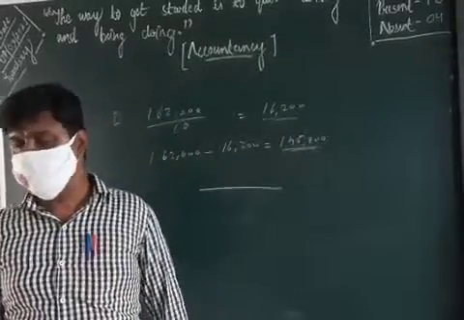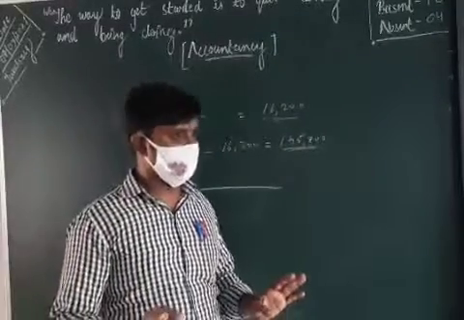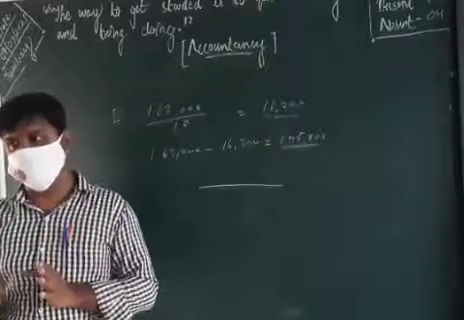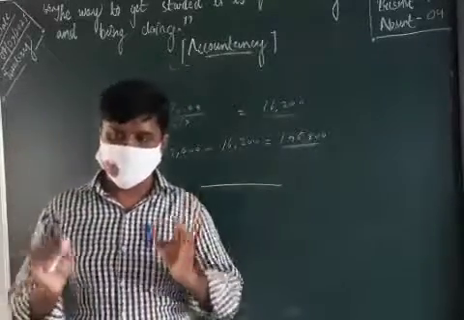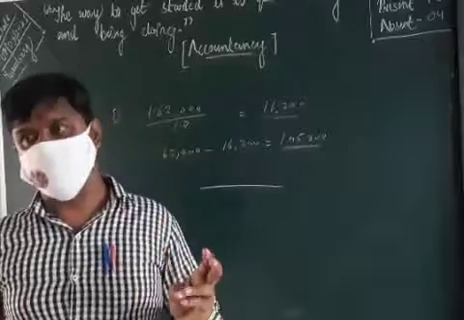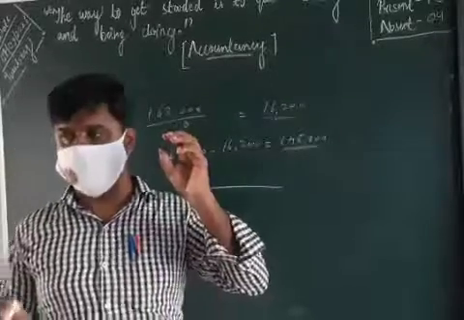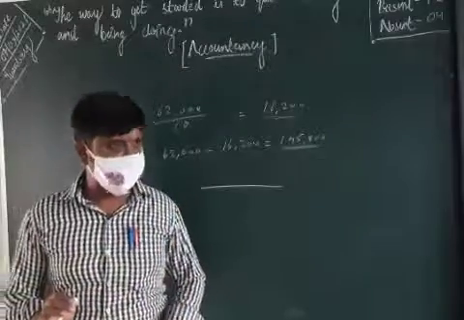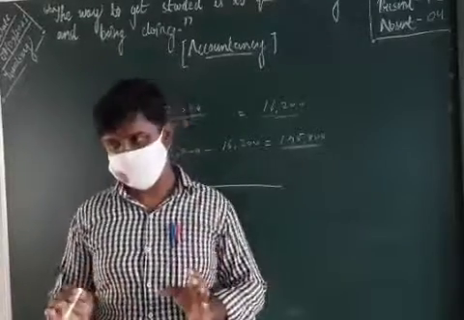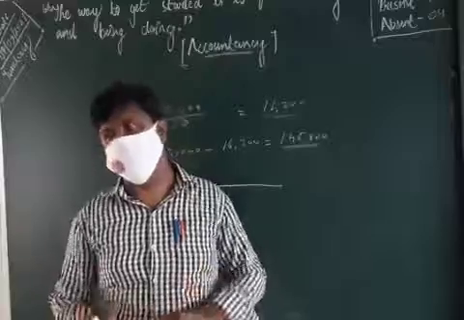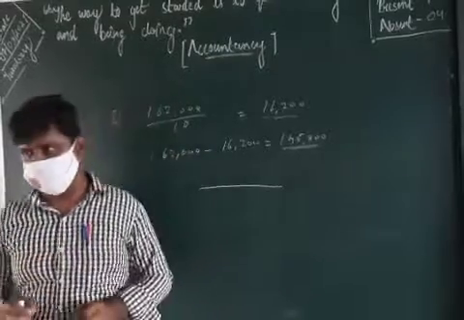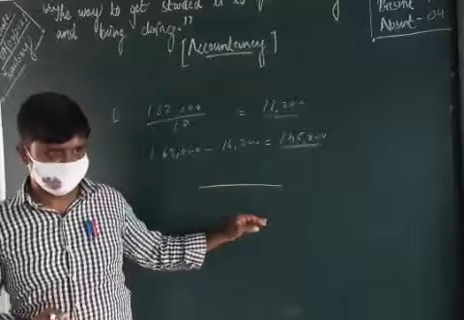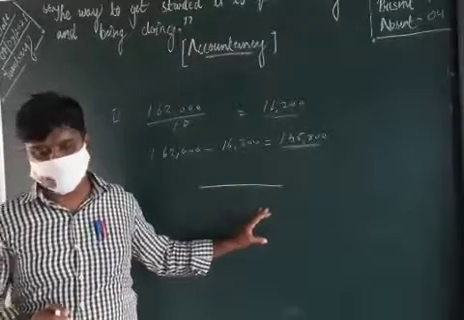Clear now? Very simple. Mainly two methods we use in this class: the straight line method and the written down value method. Written down value method means each year the value of the asset is also reducing, and on the reduced value we find the depreciation. That means each year we need to find the depreciation. Clear now? Properly understood now?